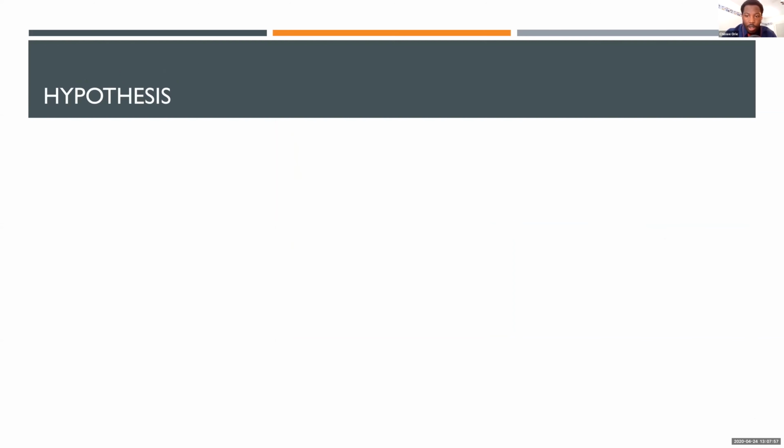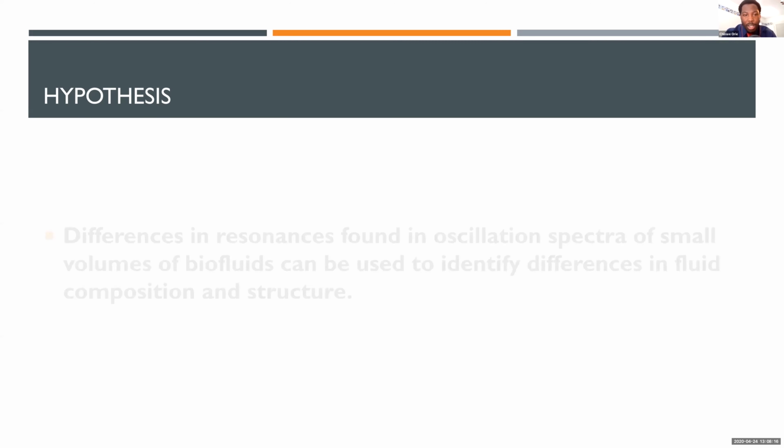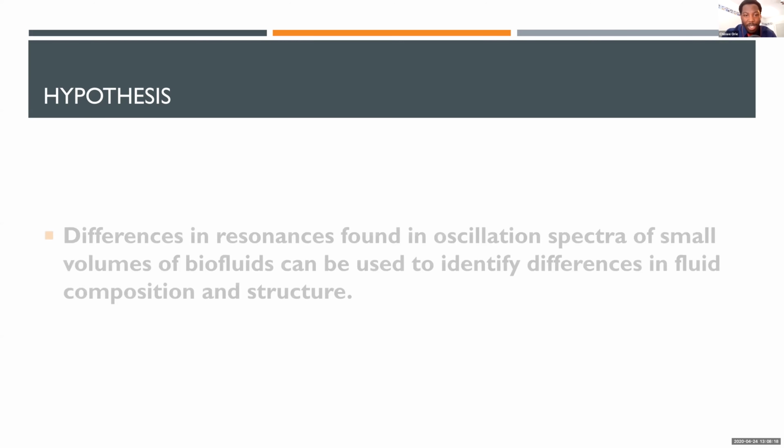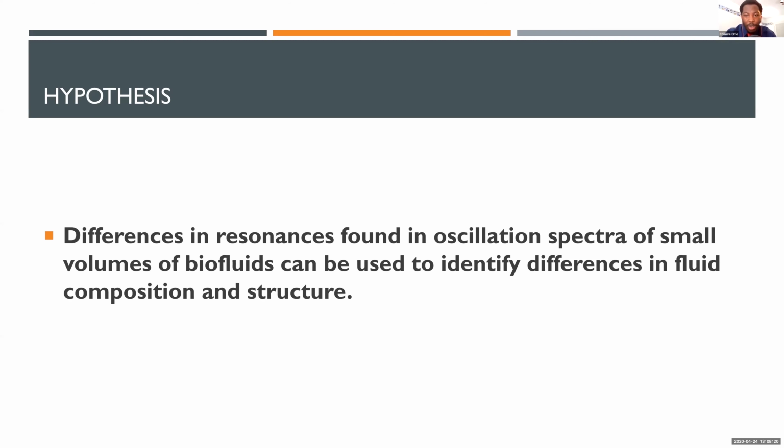So we talked about resonant frequencies and natural frequencies. When we send a force, and the frequency of the force matches the natural frequency, then we have resonance. And different material properties determine what the resonant frequency of a particular sample is. And so the hypothesis is we want to leverage those differences in resonance in order to identify differences in fluid structure and composition for diagnostic purposes. So that's the hypothesis of this whole project.